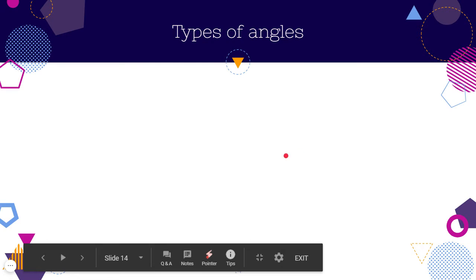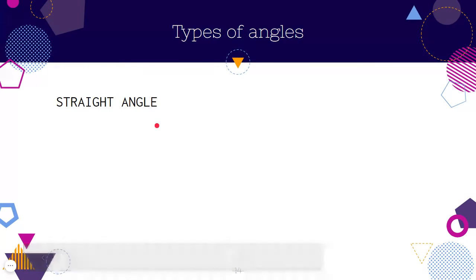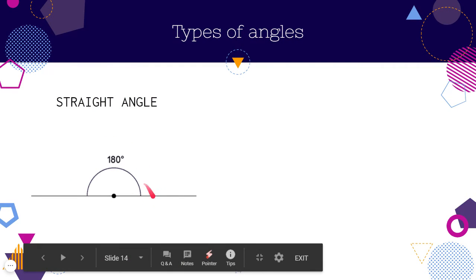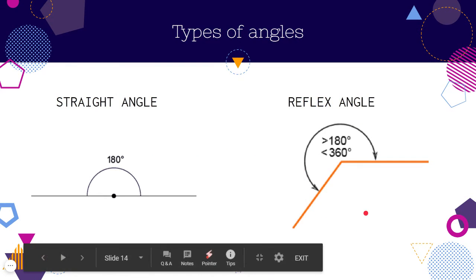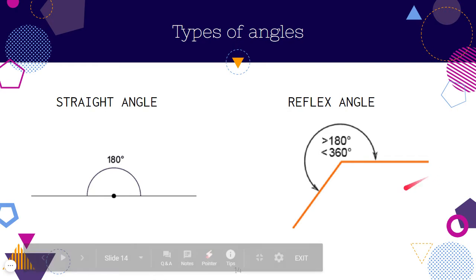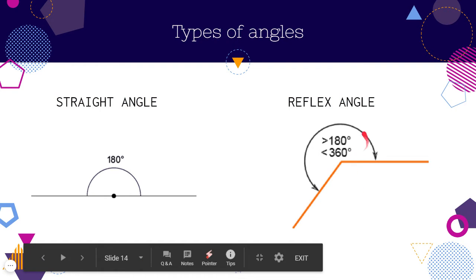Let us see other types of angles now. The next one is a straight angle. A straight angle is going to look like this. It's going to be a complete semicircle. It's going to be 180 degrees. Next one is a reflex angle, which is going to be more than 180, but it's going to be less than 360. 360 is going to be the full circle.